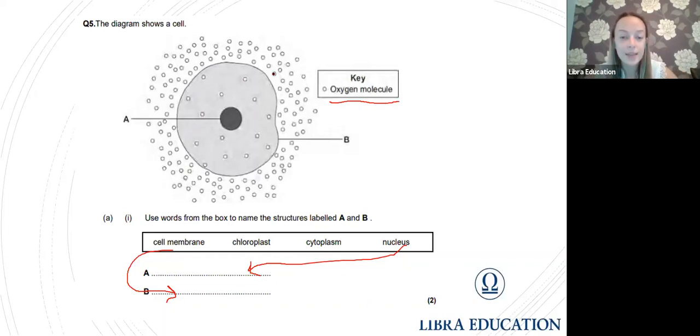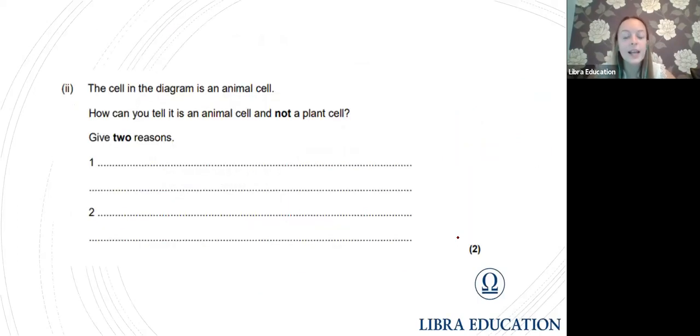So you should be noticing at this point that this is an animal cell, not a plant cell. And you can get that just from the general shape that you're presented with. So not all animal cells and not all plant cells follow the circular and rectangular shape that we've covered today, but typically in this type of question they will. So the cell in the diagram is an animal cell. How can you tell that it is an animal cell and not a plant cell? Give 2 reasons.